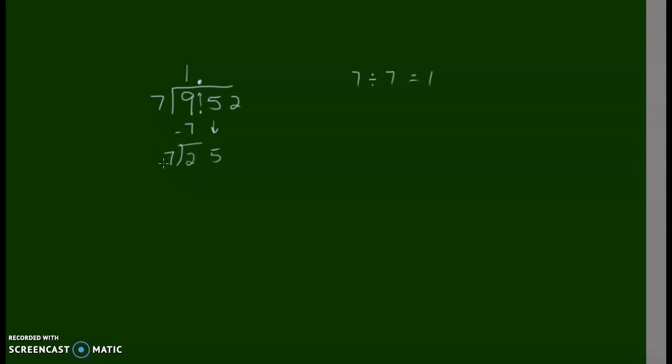How many groups of 7 can I get from 25? Or 25 divided by 7 is going to give me 3. 3 groups of 7. So 3 times 7 is 21. Then I subtract and I get 4. 4 is less than 7. And I bring down the 2. So now I have 42 divided by 7. 42 divided by 7 is 6. 6 times 7 is 42. I subtract and I get 0. So my answer for this problem is 1 and 36 hundredths.